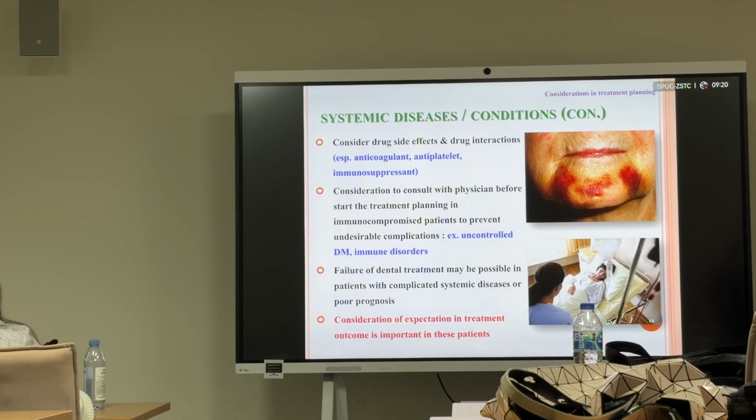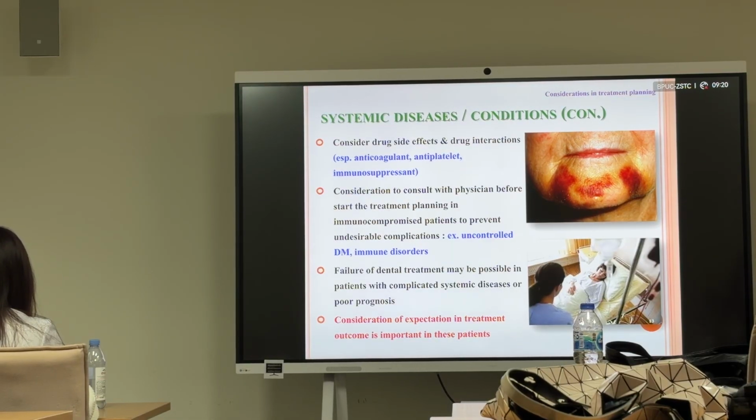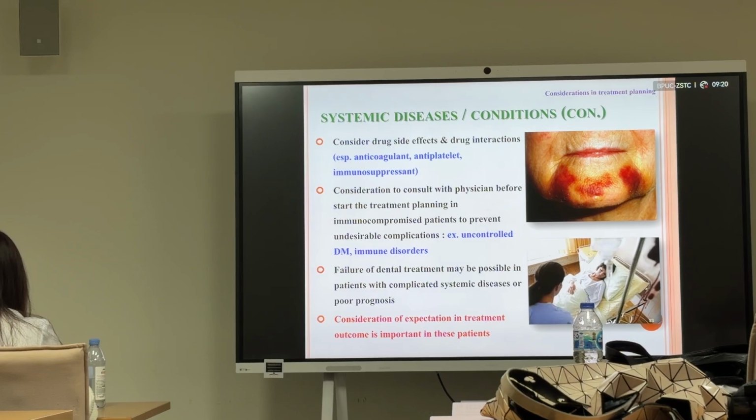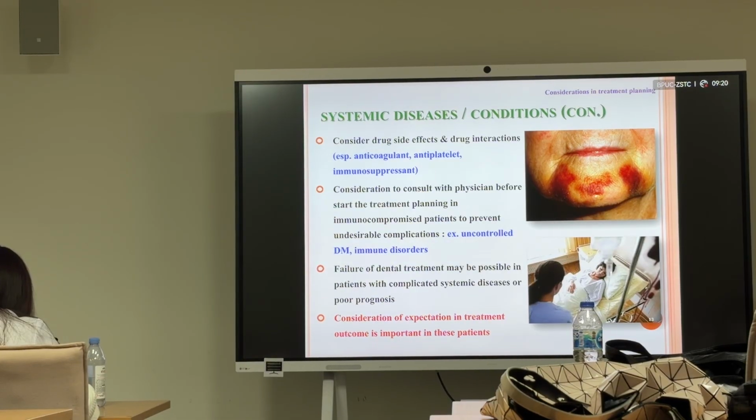Next, consider drug side effects and drug interactions, also important. That's why you have to ask about medical problems and medication that the patient is on. For example, anticoagulant, antiplatelet, immunosuppressant are also important drugs. Consider consulting with the physician before starting treatment planning in immunocompromised patients to prevent undesirable complications, for example, uncontrolled DM or immune disorder.